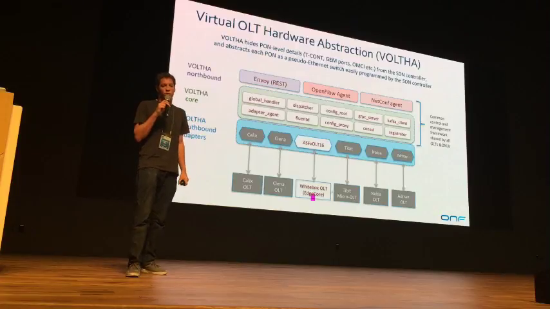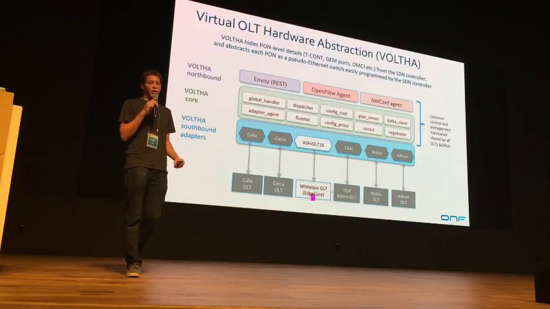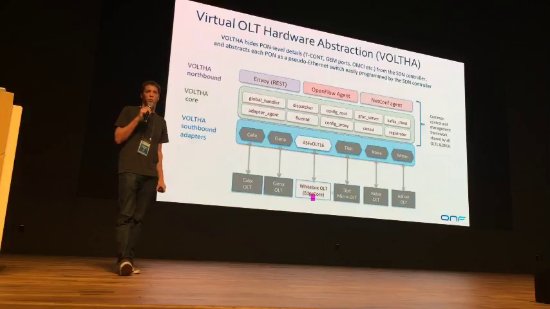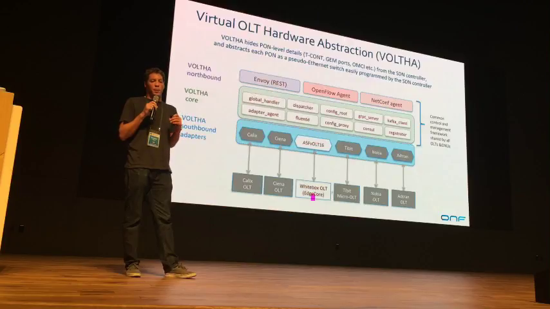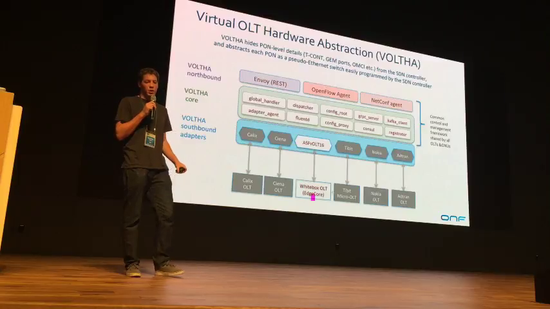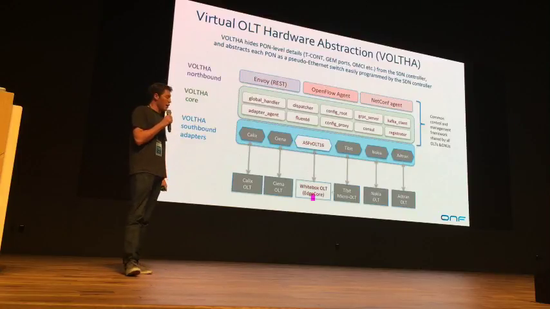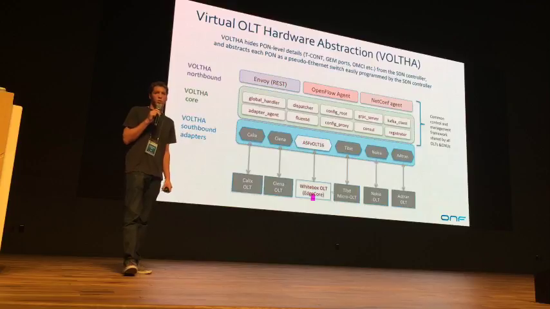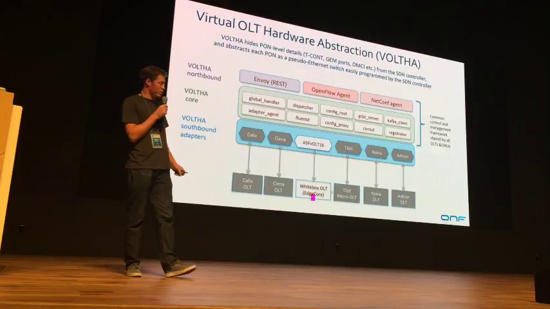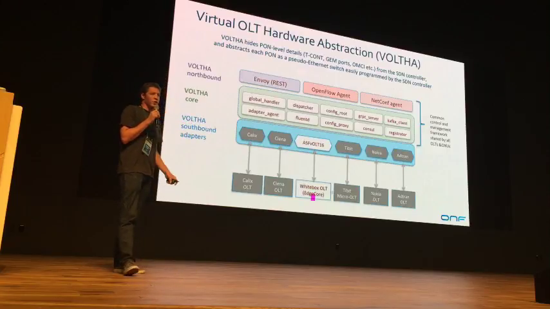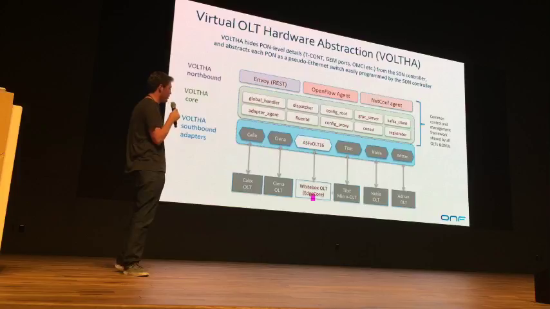And so VOLTHA is architected around modern cloud principles. It doesn't run as a single monolithic application. It is containerized, so it has multiple different processes which each run in their own containers. They communicate with each other via gRPC, and it leverages a lot of off-the-shelf open source components for communication and for distributed systems. So for example, some of the ones that are shown here are Consul as a strongly consistent backend store, Registrator for service discovery, and Kafka as an event bus.